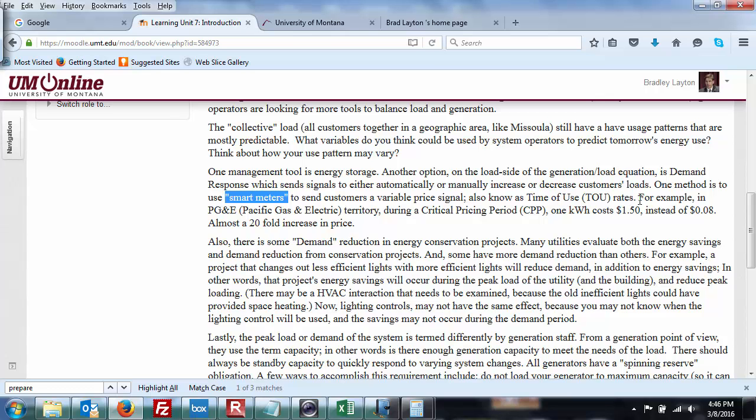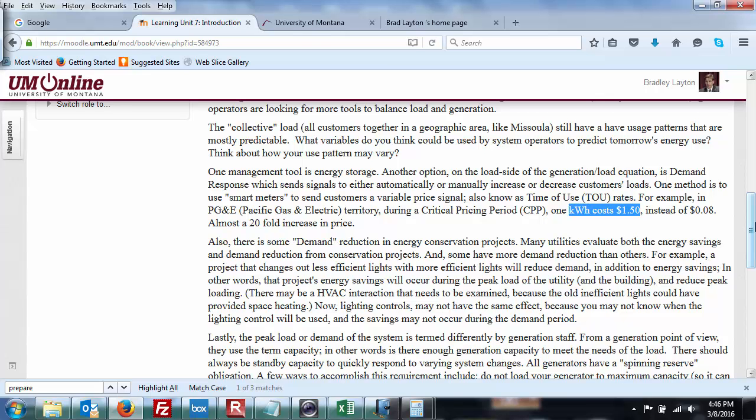To send customers a variable price signal, also known as time of use rates. For example, and we don't worry about this much in Montana, Pacific Gas and Electric, during a critical pricing period, wow, 1 kilowatt hour is $1.50. Well, because if you go over it, you threaten to bring the grid down.